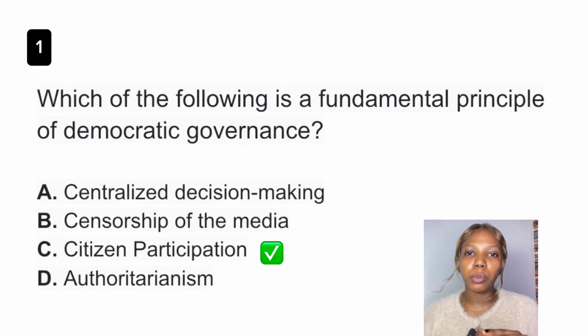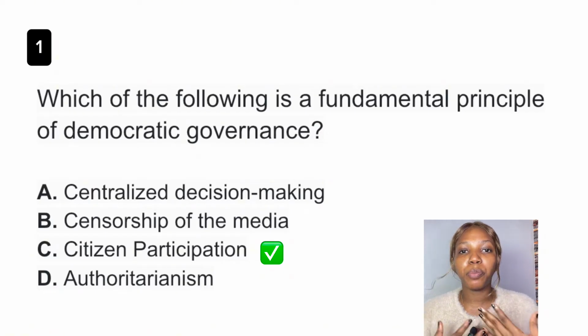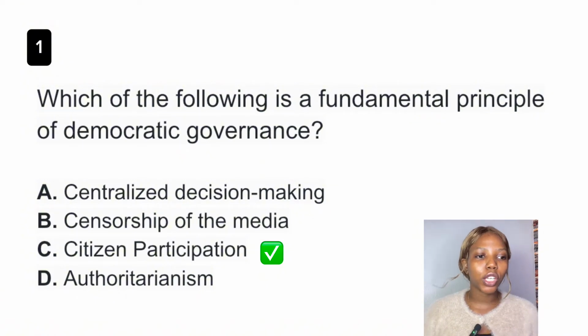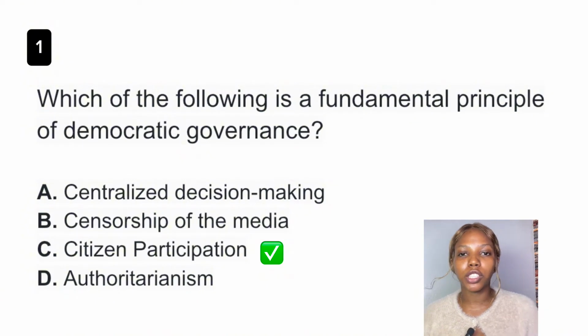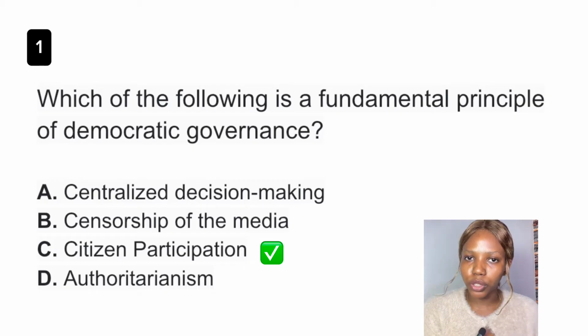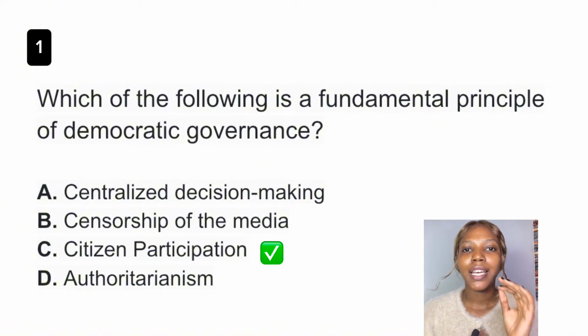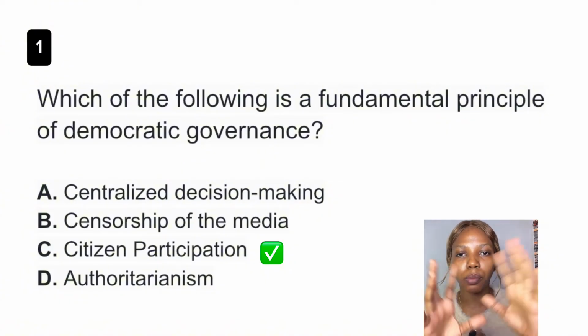So when we think of democratic governance, it implies that people have power. People can exercise their power either directly or through a representative, which is indirectly. Option C, citizen participation, implies that people are involved in governance. So that is the answer, because option A, centralized decision making, implies that power is vested in a central authority. It means that power is located in a single central decision-making body.